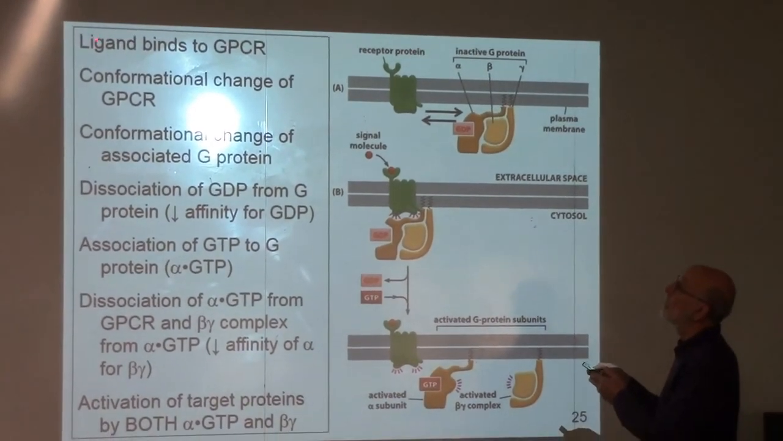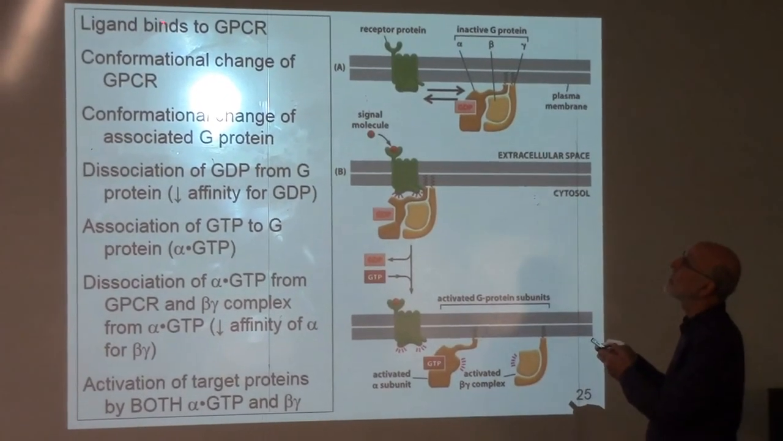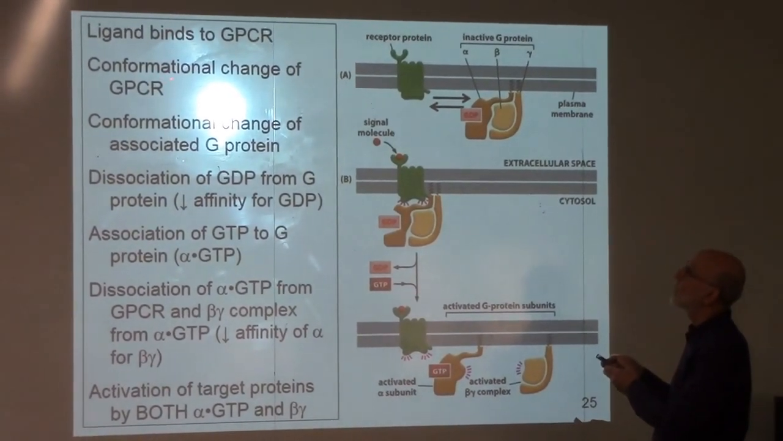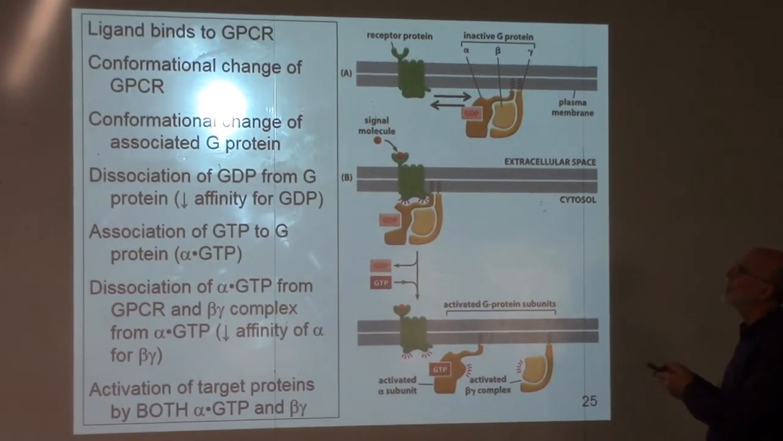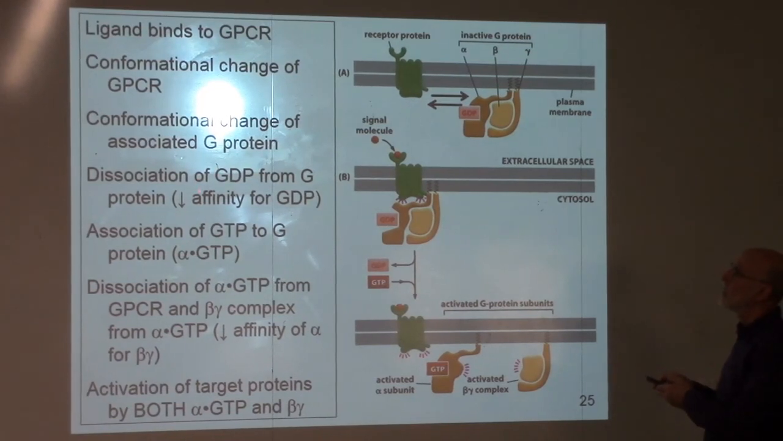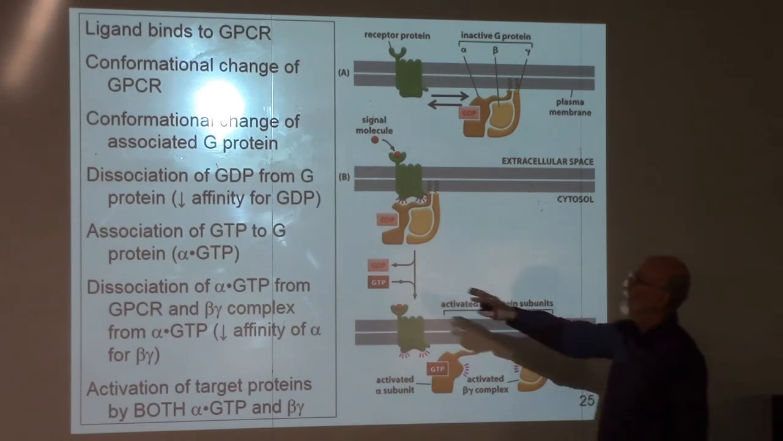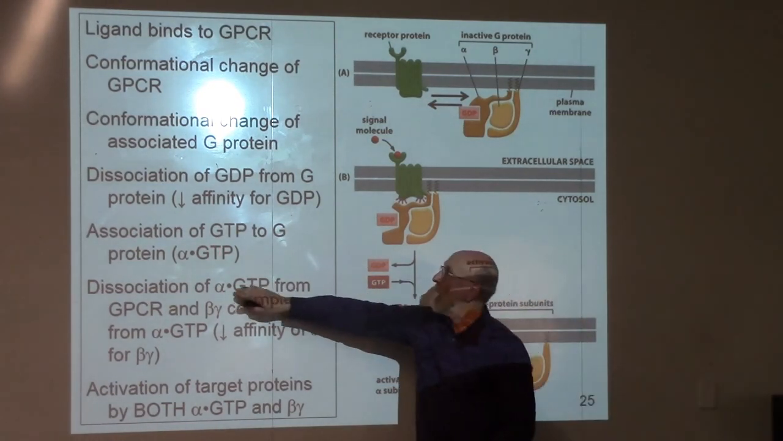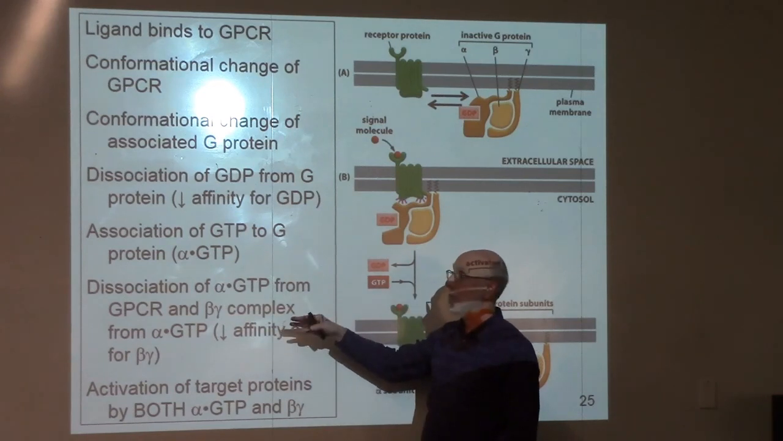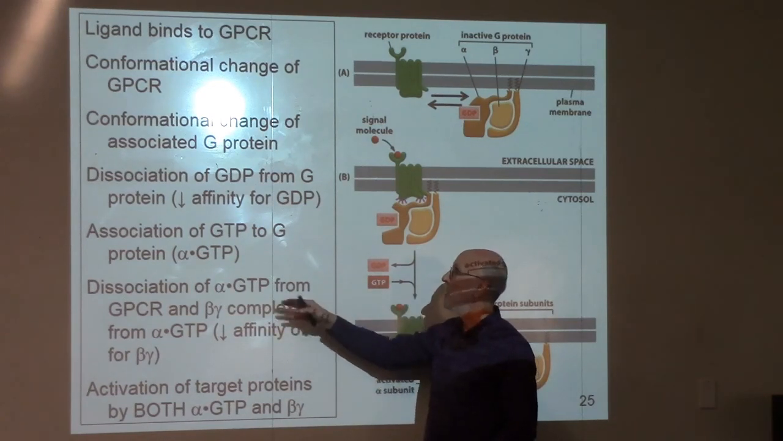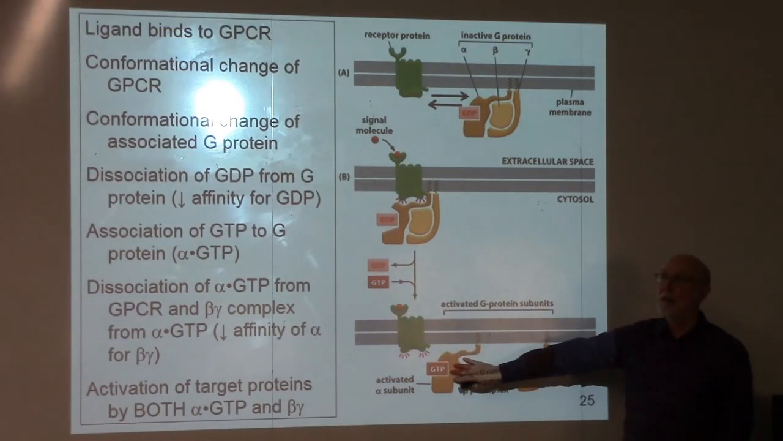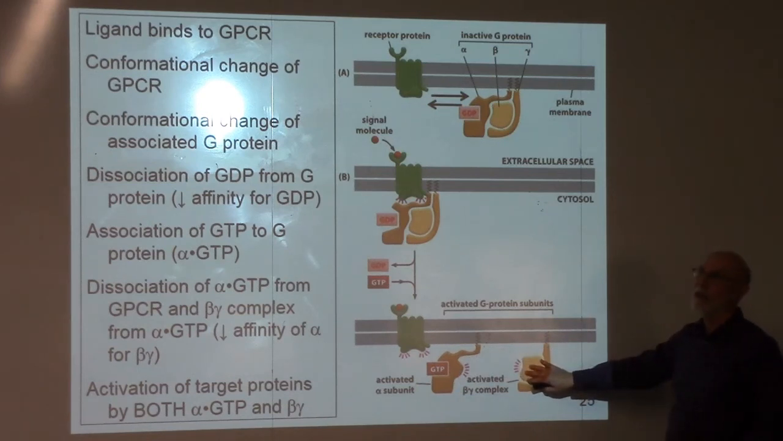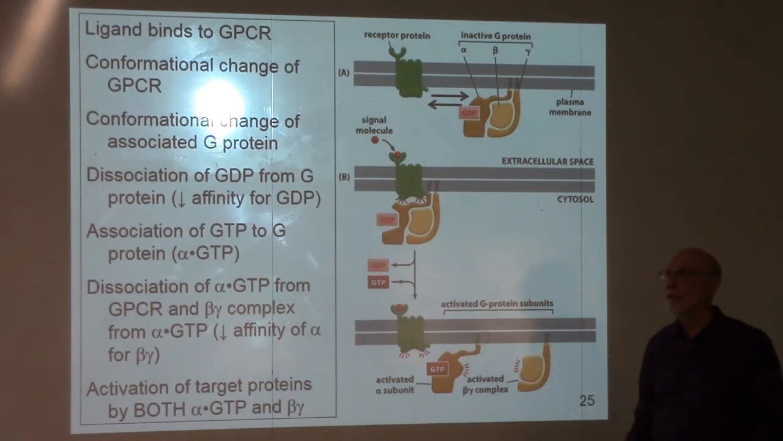I didn't include that, but ligand diffuses and binds. Conformational change of the receptor. Conformational change of the G protein. Dissociation of GDP and association of GTP. The GTP bound alpha is the on state, the active state, and it separates from the receptor and from the beta gamma. And both the active alpha and the liberated beta gamma can go on to do active things downstream.